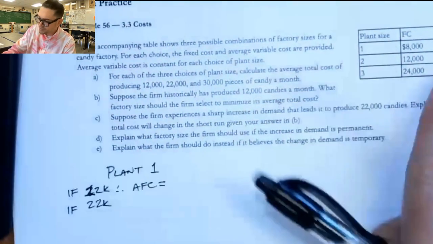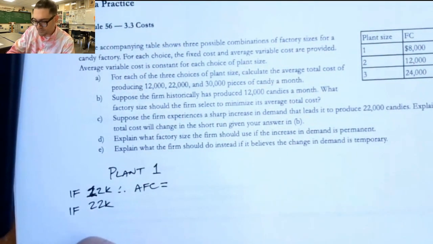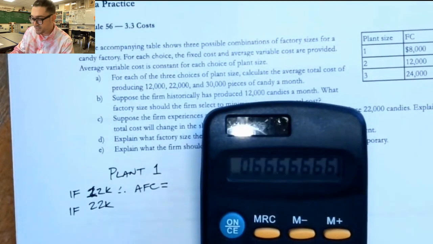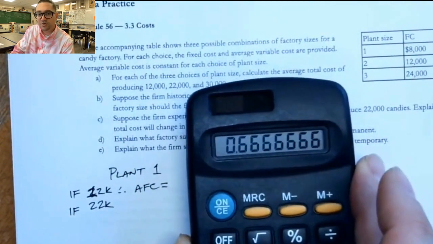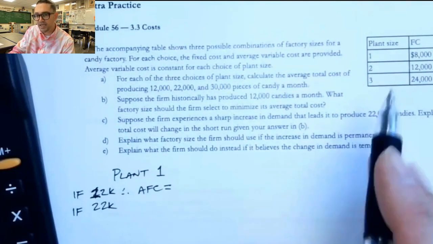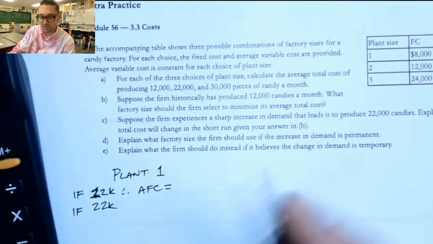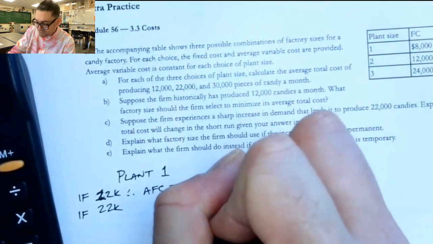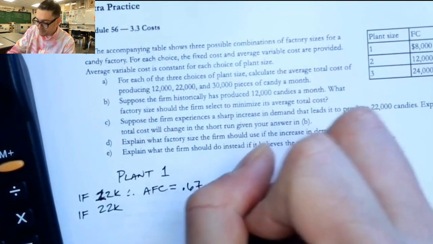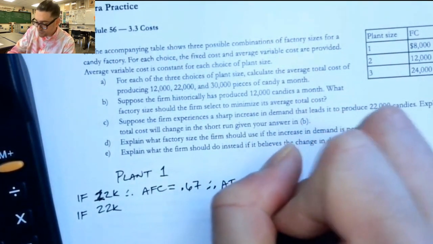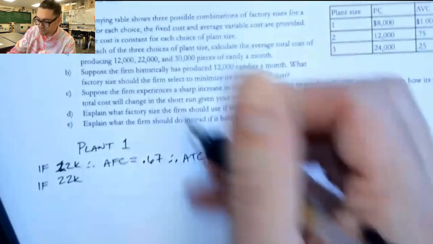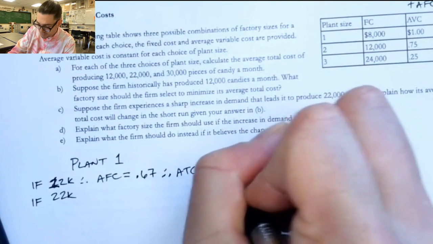So let's do this: 8,000 divided by 12,000 is 2/3. You could have also just thought about 8 divided by 12, because they're all just zeros that we can cancel out. So we know that the average fixed is 0.67, and therefore we can say the average total cost equals 0.67 plus that $1, so that's 1.67.